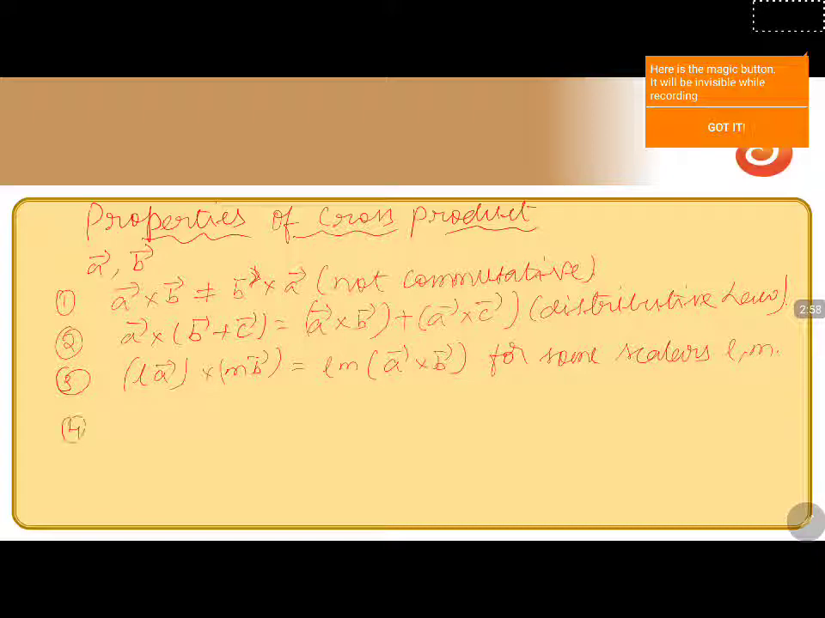Whereas the last property is that the magnitude of A cross B is always equal to the magnitude of B cross A. Usually A cross B is not equal to B cross A, whereas coming to the magnitude of both A cross B and magnitude of B cross A, both are equal, right?